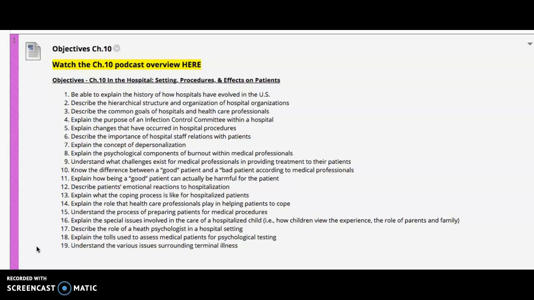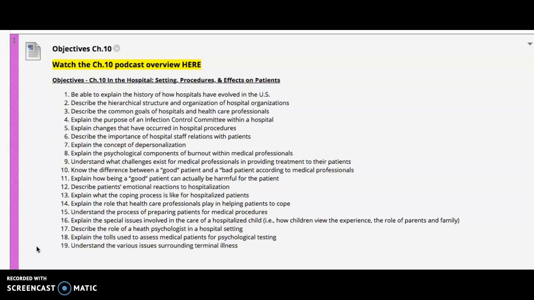can be harmful. We'll also look at patients' emotional reactions to hospitalization. So when someone's hospitalized, what are the typical responses to that? And what is the coping process like? For anyone who's spent an extended period of time in a hospital, there's definitely some ups and downs in coping with getting through that, in healing and getting better, in treatment. So we'll look at some differences there.